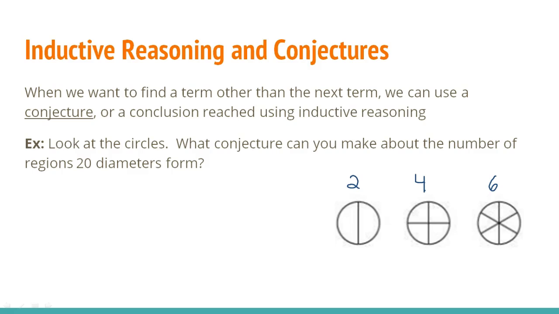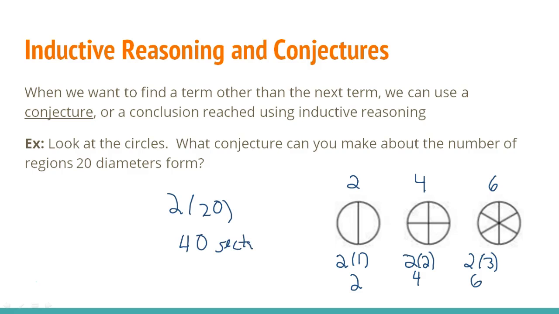So if we think about the math of this, there were 2 sections times the number of diameters, which gave me the number of sections total. We're multiplying by 2 each time. Every time you draw a diameter, it splits the circle into 2 more parts. So 2 times 2 diameters gives me 4. 2 times 3 would give me 6. If we had 20 diameters, 2 times 20 would give me 40 sections of my circle.